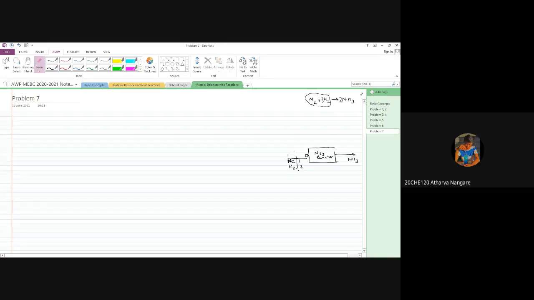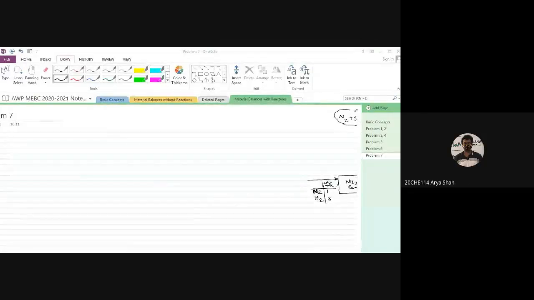Now, what is a good source of nitrogen? Heating azides. Air. Heating azide. Who was saying that? Sir, me, Arya. What azide? Which azide do you want to take? Sodium azide. All right, we will take sodium azide.